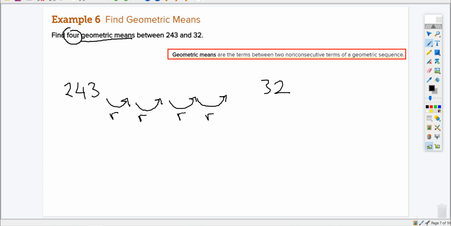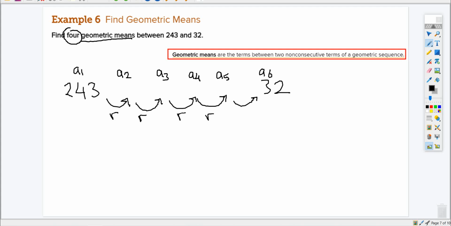It's just like this is the first term, a_1. When we multiply it by r, we got a_2. When we multiply it by another r, this a_3, a_4, a_5, which is we have now 4 terms in the middle. And when we multiply it one more time to get the 6th term, that's 32.